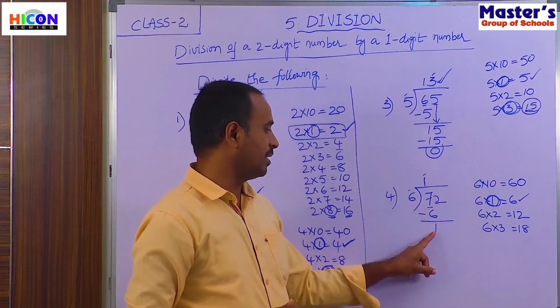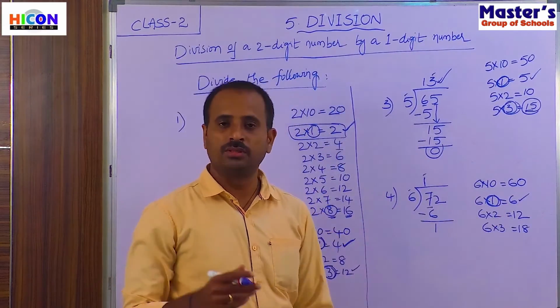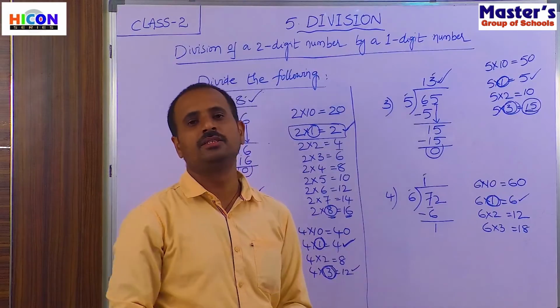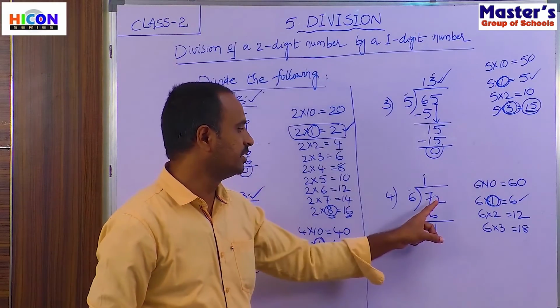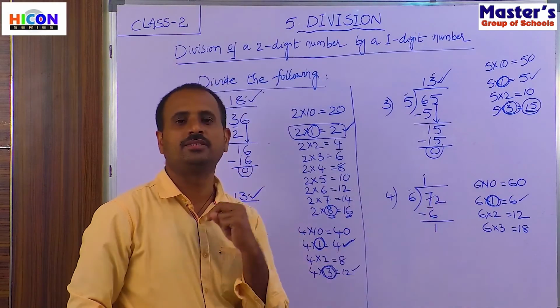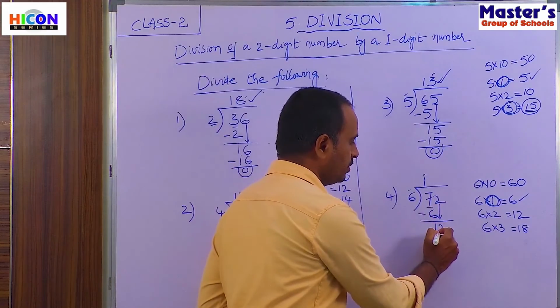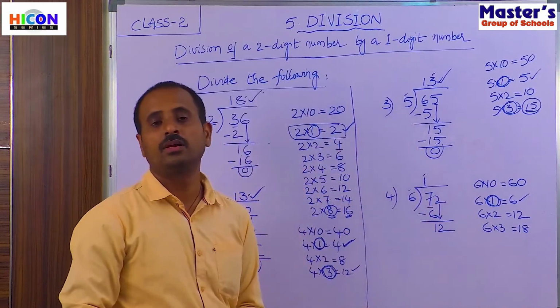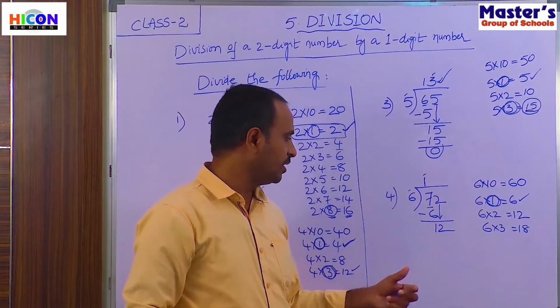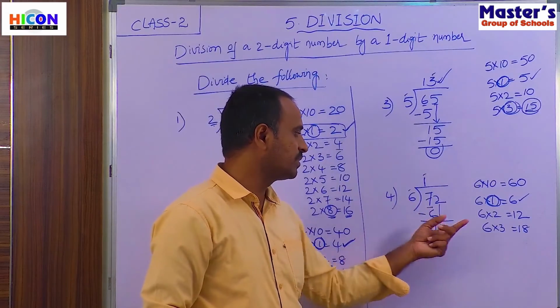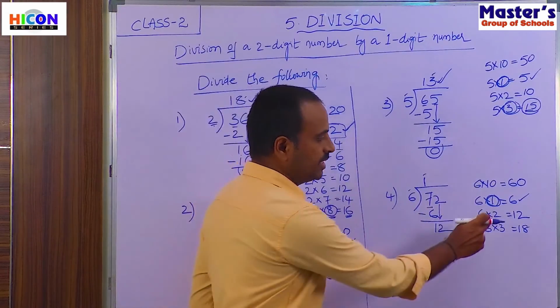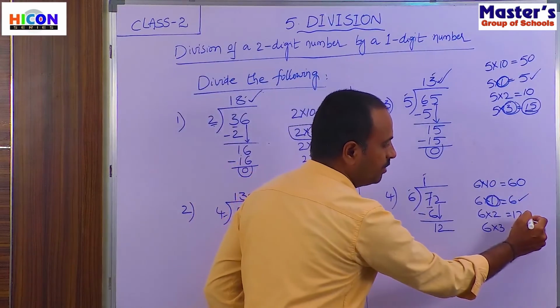And we did not get the number 1 in the 6th table. So that's why bring down the second digit. What is the second digit here? 2 is the second digit. So bring down this 2. So it becomes 12. Now let us find when the number 12 comes in the 6th table. So this is the 6th table. When does the number 12 come?